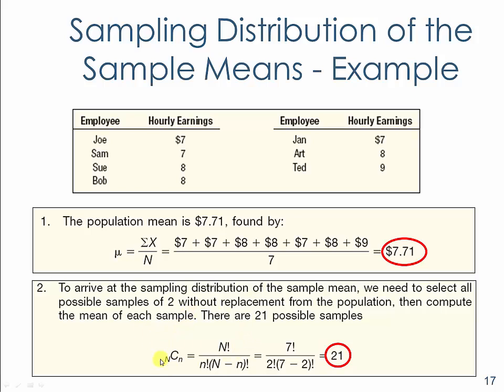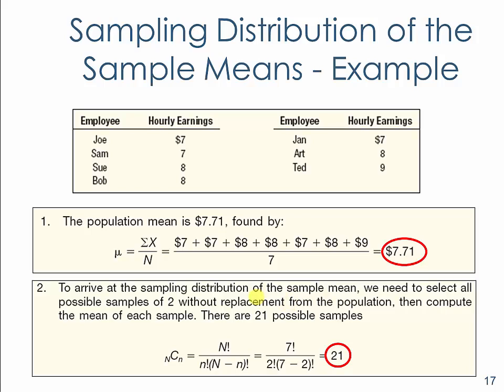I'll briefly go through the formula, but don't get too hung up about it. The large N is what refers to the number of observations that we have, in this case, the number of employees that we have. The small n is how many possible samples we're looking for without replacement. So that's the small n, and in this case it's 2. So all you do is fill in those calculations, and if you remember from high school math, the exclamation point means factorial. We calculate all of that out and we find that we have 21.